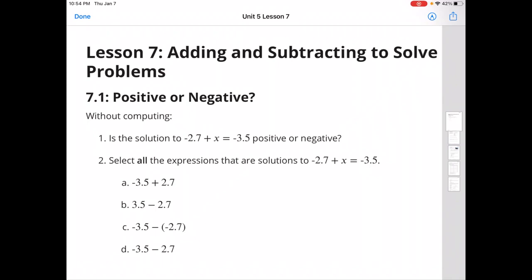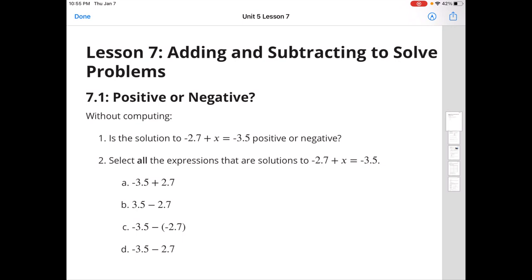Lesson 7 is adding and subtracting to solve problems. Without computing, it wants to know if the solution to negative 2.7 plus x equals negative 3.5 would be positive or negative. So is the x value for this equation a positive or negative number? If you said negative, you are correct.